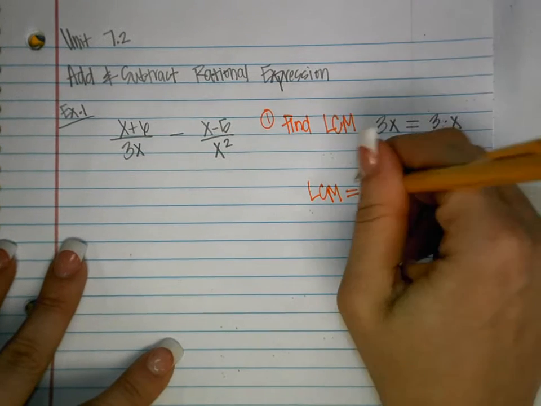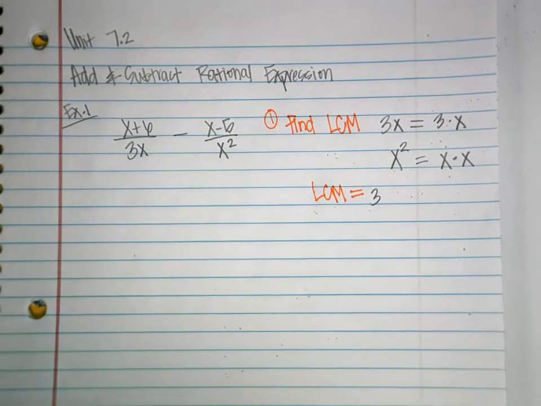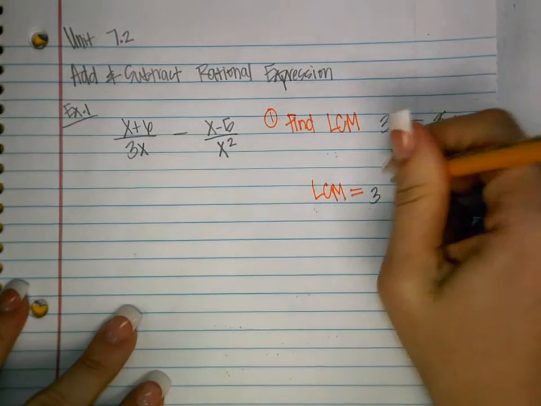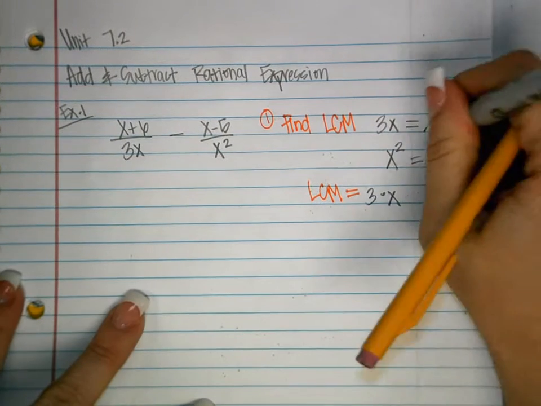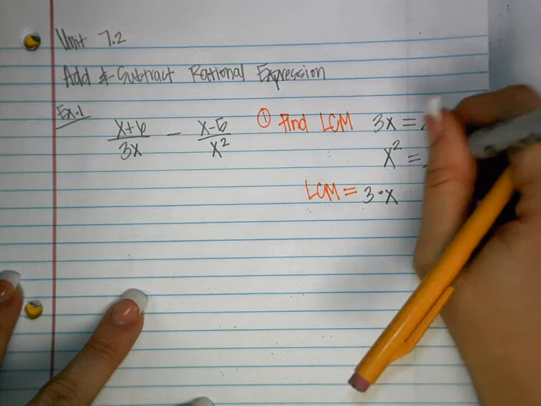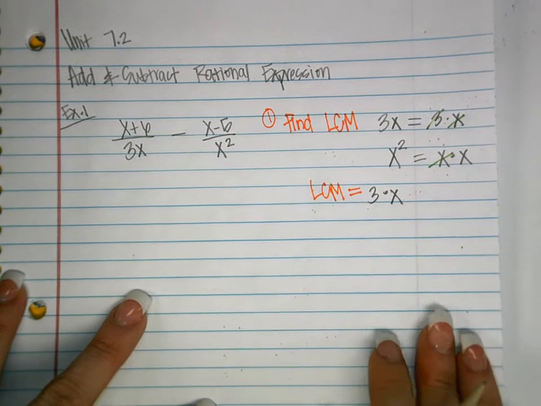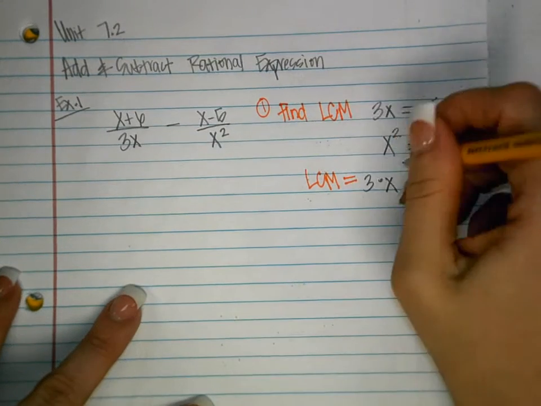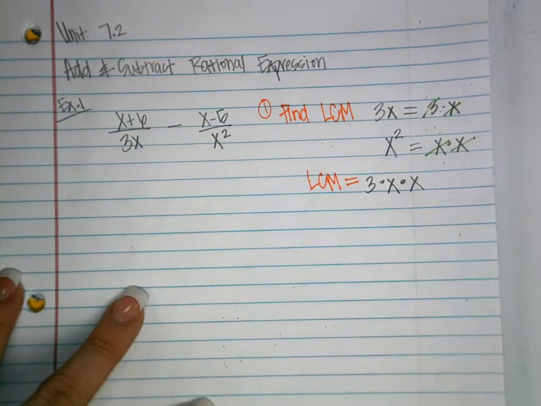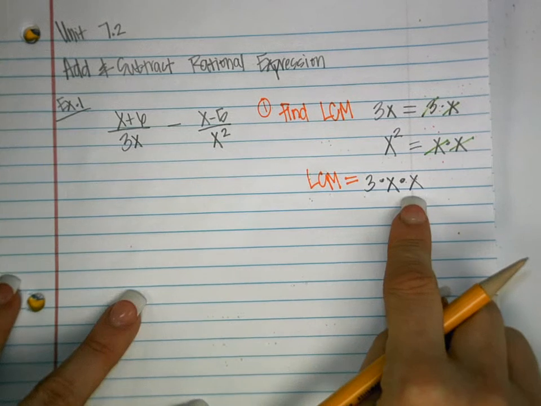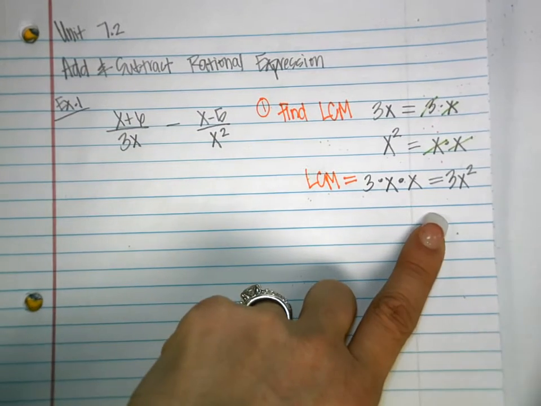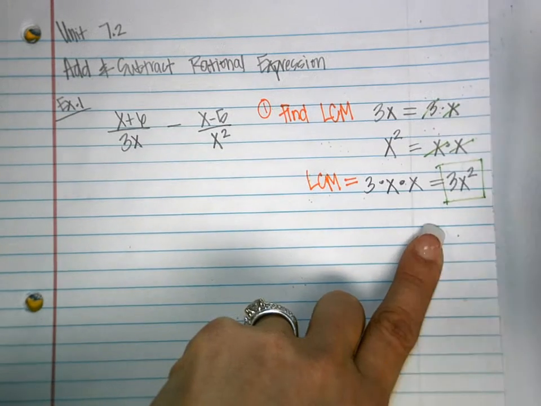So we know we have to have a 3. Okay, so I've used my 3. I also know I have to have an x. So I've used an x. That means I already have in my LCM one of these x's, right? So what else do I need to get my LCM? One more x. So I have to have every single part. So my LCM, or what my common denominator will be, is actually 3x squared.